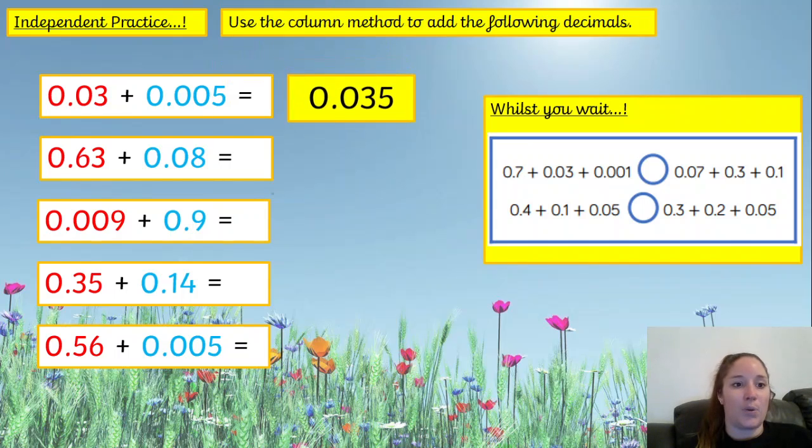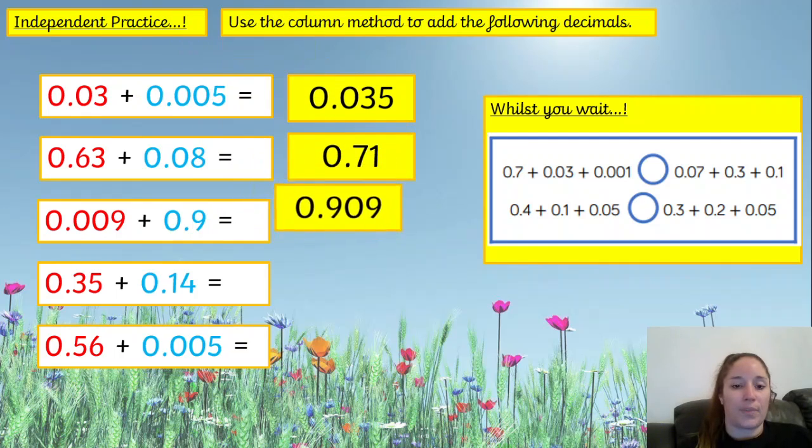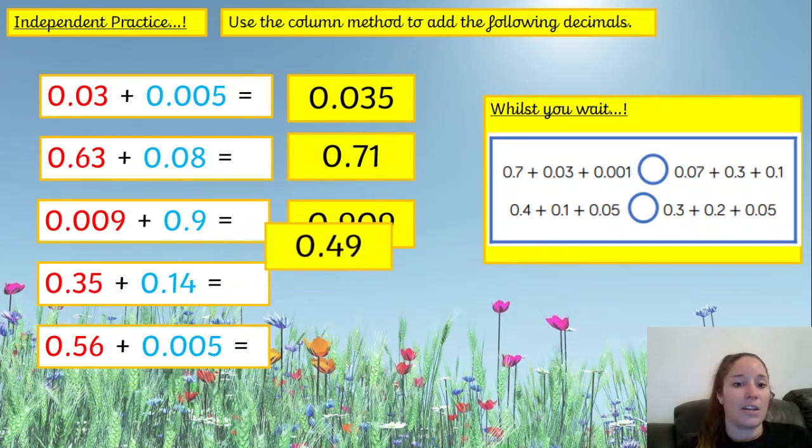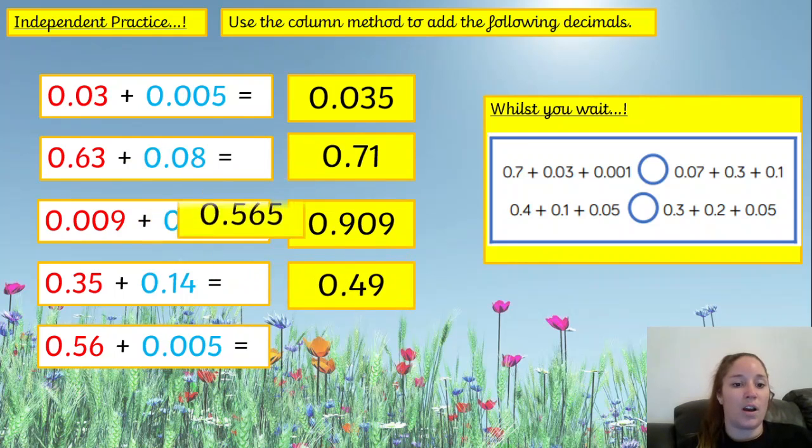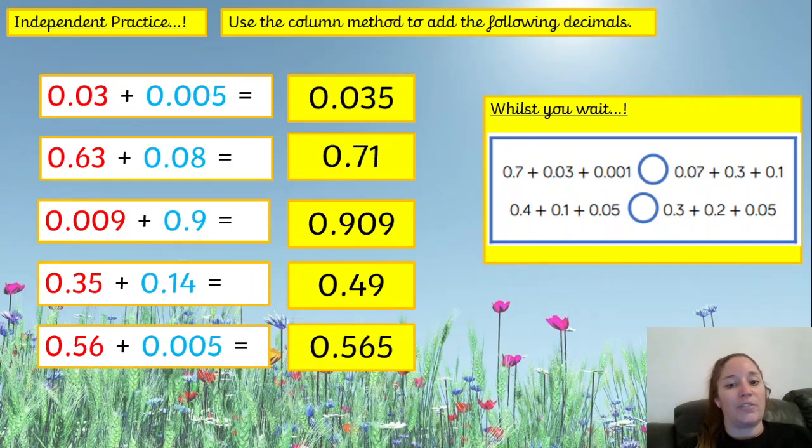Okay, so we've got 0.035, 0.71, 0.909, 0.49 and 0.565. The "whilst you wait": 0.7 plus 0.03 plus 0.001 is greater than, and then the bottom one is equal to. Okay, super job.